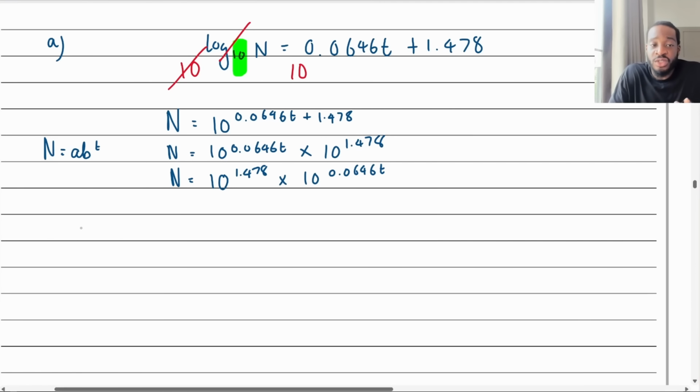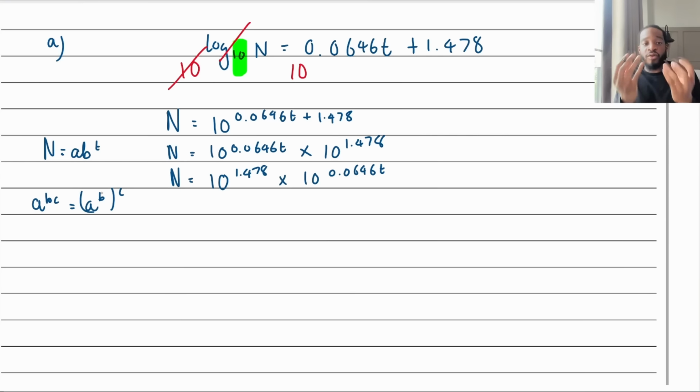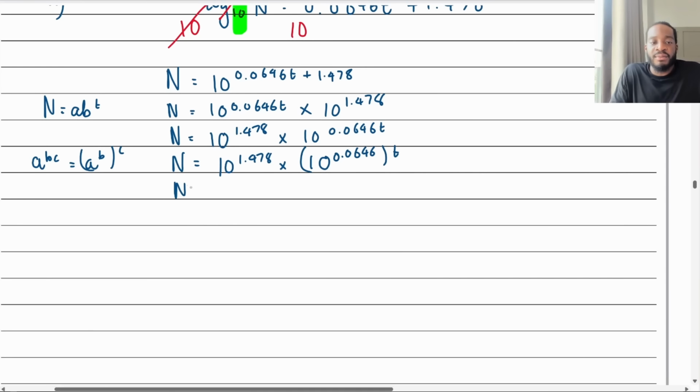Well, what I can do is use another index law. Remember, a to the bc is going to equal a to the b all to the c, right? So essentially, if I have a product, I can put one power inside and put the other on the outside. So that means n is equal to 10 to the power of 1.478 multiplied by 10 to the power of, and now I want t on the outside, don't I? So I'm going to put 0.0646 in, and then I'm going to put t on the outside. And then it is quite clear to see that n equals a times b to the t. You can see this is going to be our a, this is going to be our b.